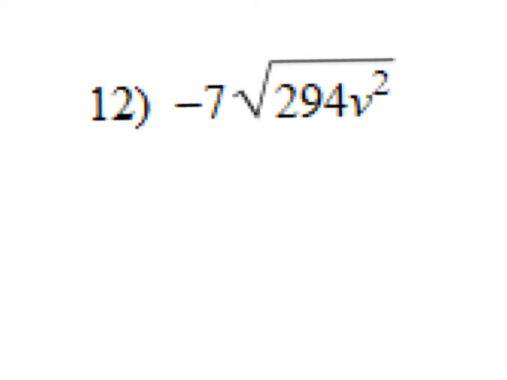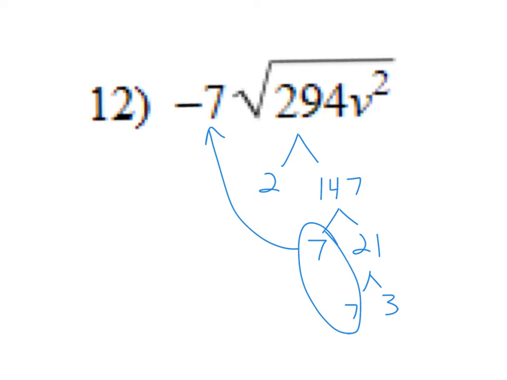Okay, so on this one, I've got the square root of 294, and so I'm going to go ahead and break this down. I know 2 will go into it, so 294 divided by 2 would be 147. All right, 147, we'll have a 7 come out of that, and then I'll go to 21, and then 7 and 3. So 7's pair up and move out.